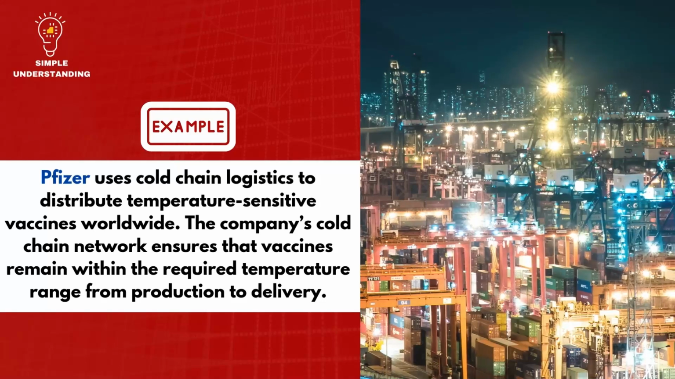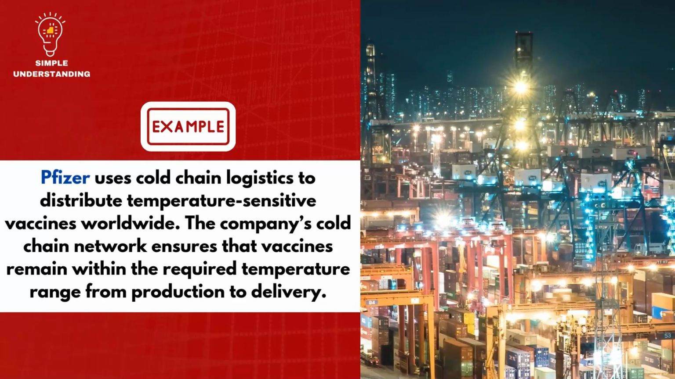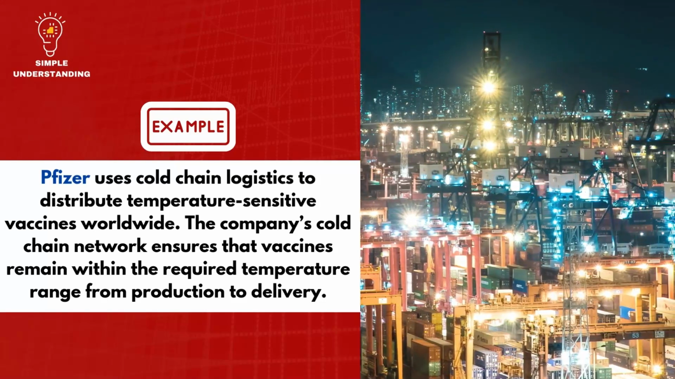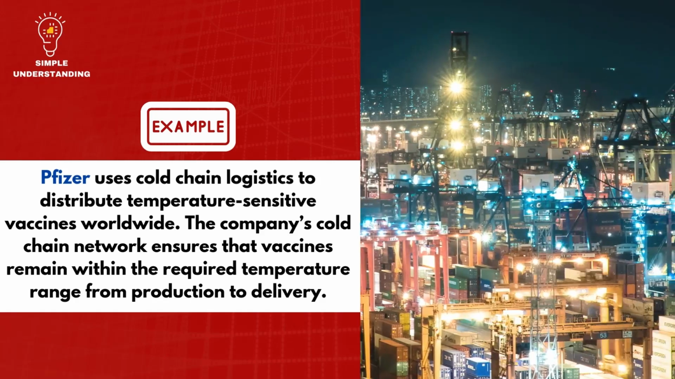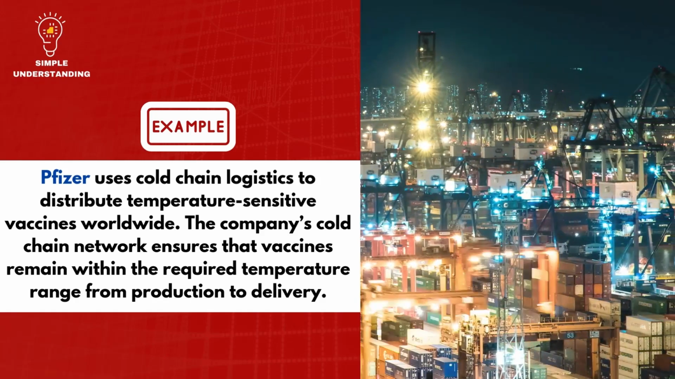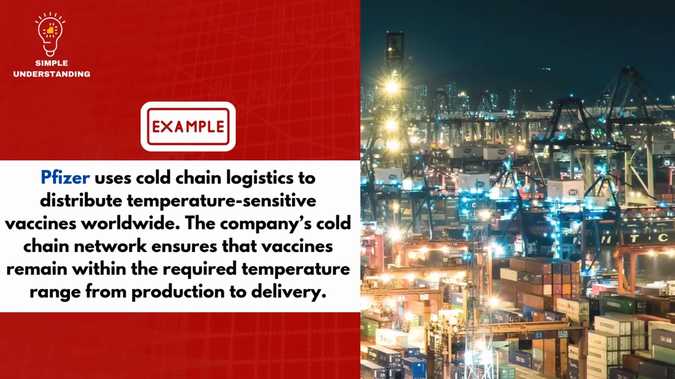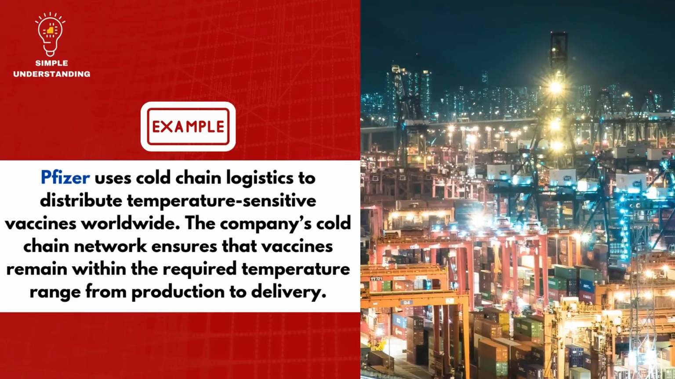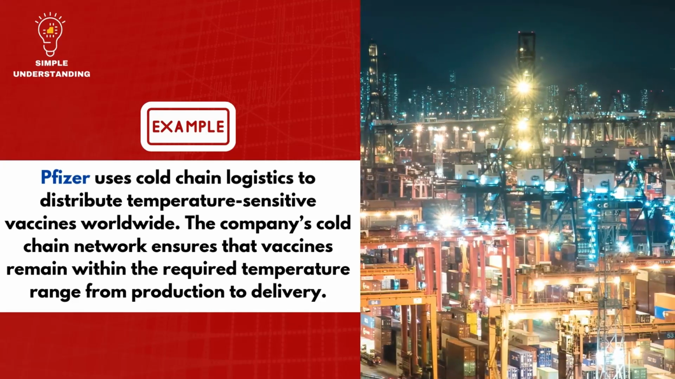Real company example. Pfizer uses cold chain logistics to distribute temperature-sensitive vaccines worldwide. The company's cold chain network ensures that vaccines remain within the required temperature range from production to delivery.